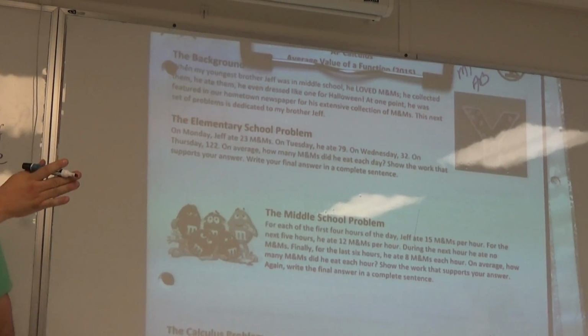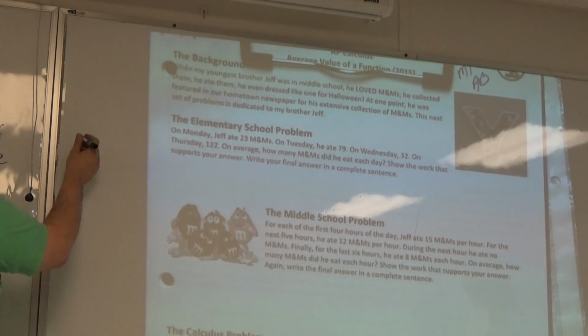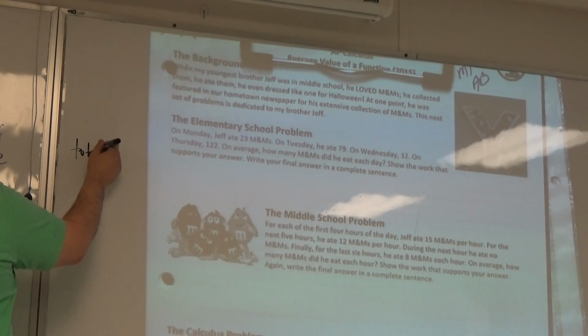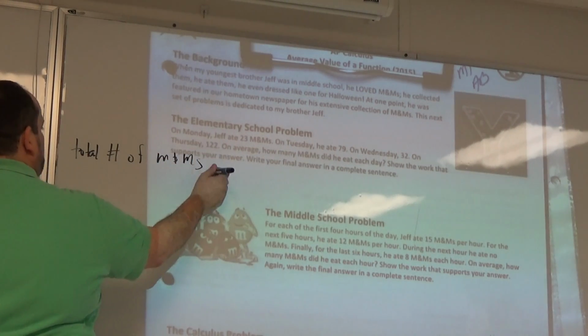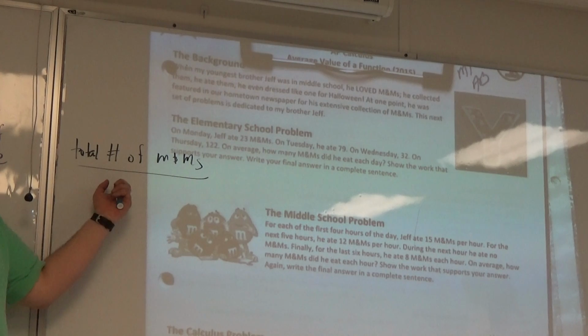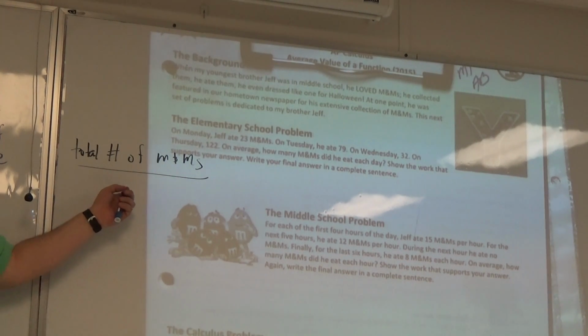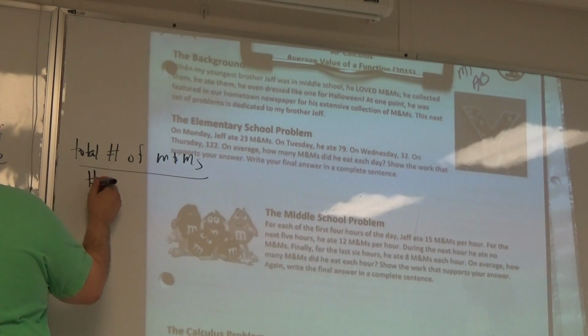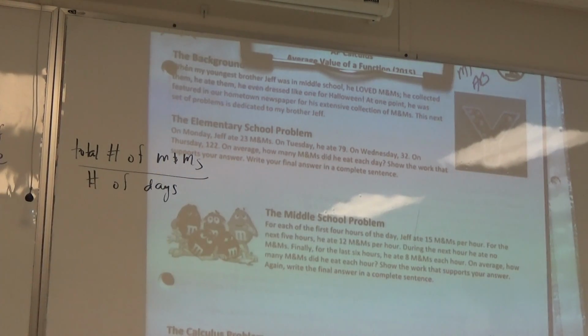You're right, you add up all the numbers, but why? Why do you add up all the numbers, Marvin? What you want is the total number of M&Ms. And David, I heard you say you're going to divide by 4. Why divide by 4? Because it's the number of days he spent eating the M&Ms. Third graders, we've got this under control.